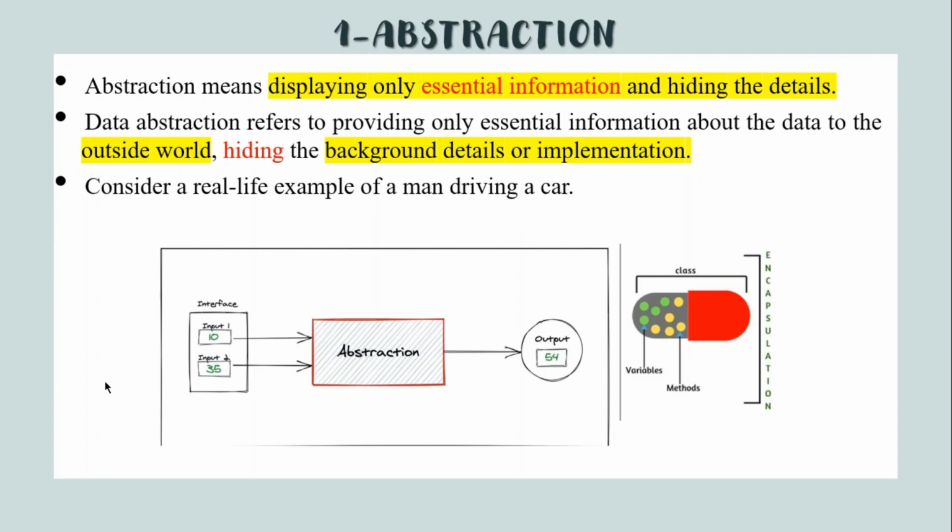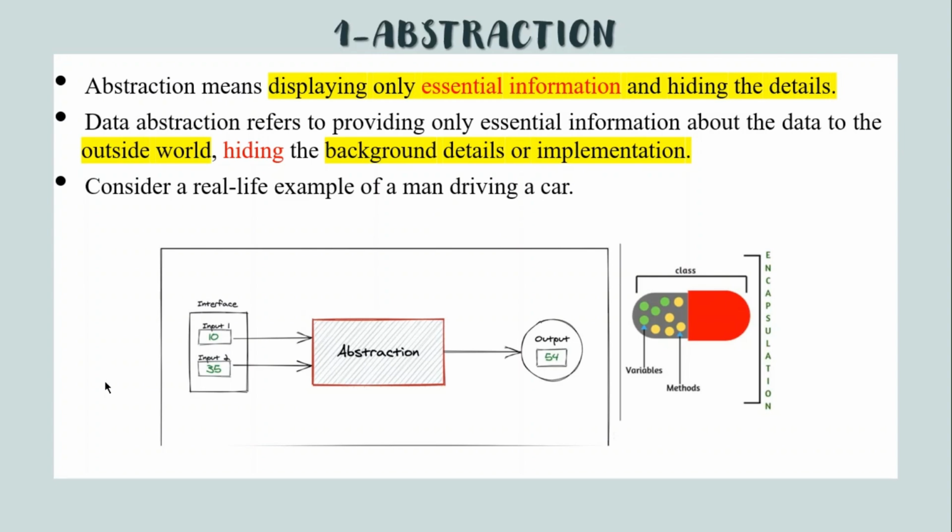So now let's talk about the four pillars of object-oriented programming. First, we will start with abstraction. So what is abstraction? It's basically displaying only the essential information and hiding the details. Let's take an example of a man driving a car. In this example, the man is the user and the car is the system.